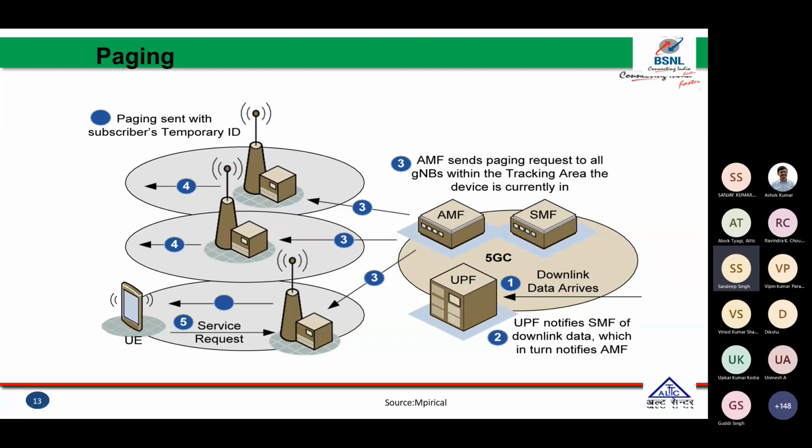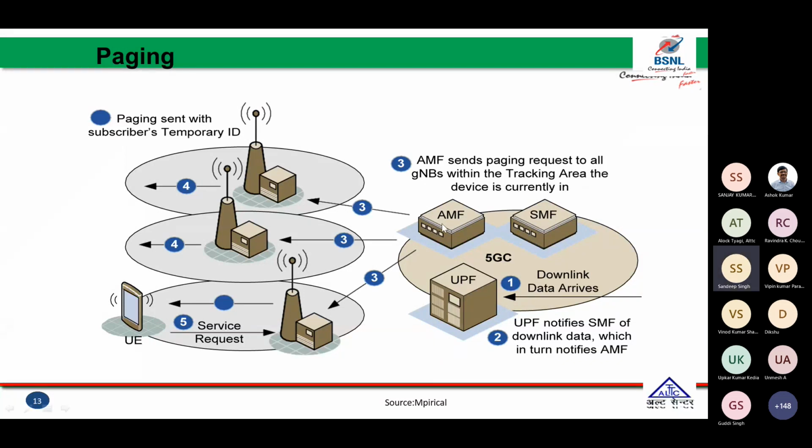Paging, this slide I have taken from the empirical. Paging happens when the network wants to connect with the UE. When the data comes to the UPF, the UPF notifies the concerned SMF, so that it is then notified to the AMF.